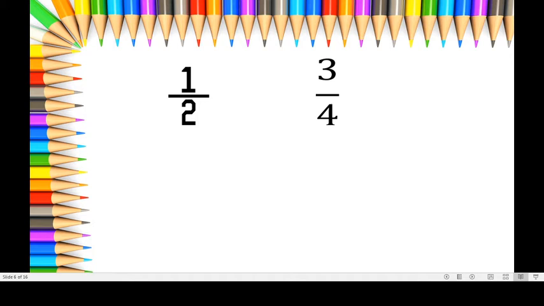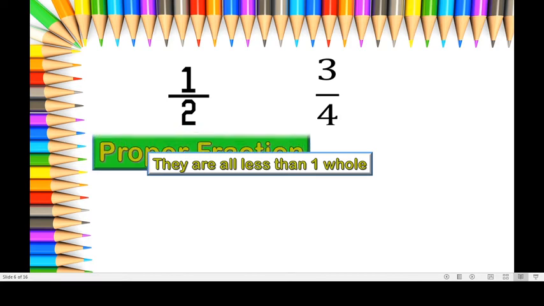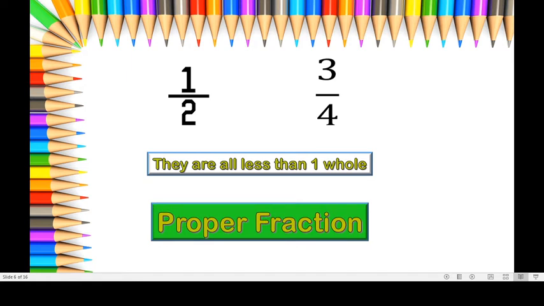1/2 and 3/4 are all less than 1 whole. So they are called proper fractions.